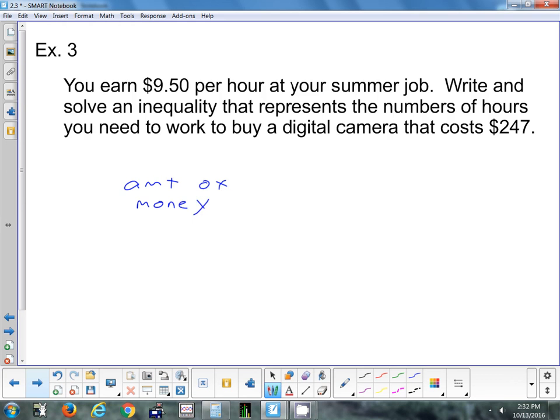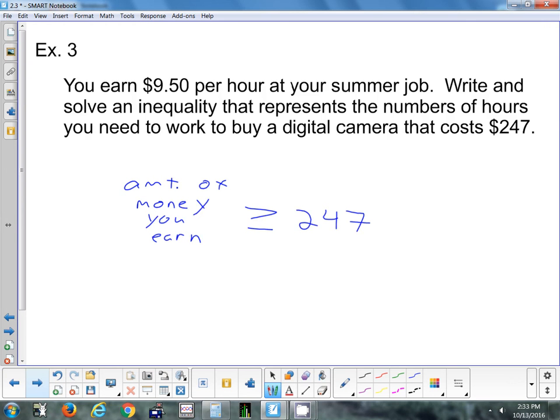Okay, so start out by writing the inequality, the amount of money you earn, AM abbreviation. The amount of money you earn has to be greater than or equal to how much? 247. Okay, as long as you make greater than or equal to 247, you can buy the camera. So, we make $9.50 an hour. How would you write an expression that represents how much money you make? Because you earn $9.50 every hour.